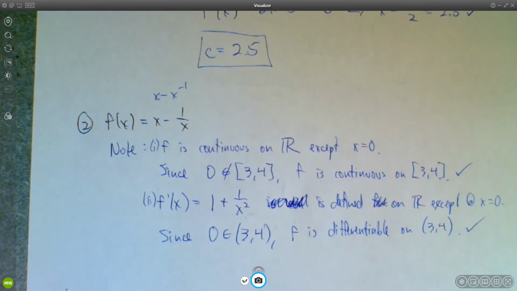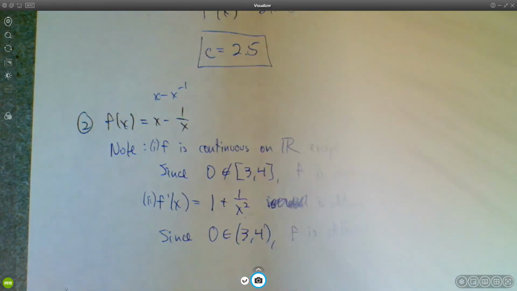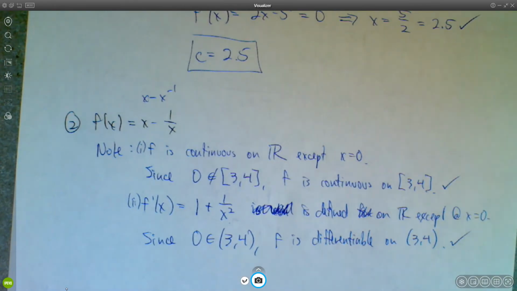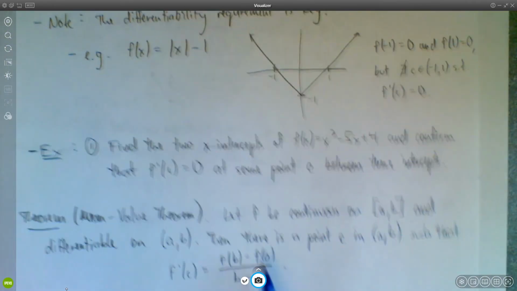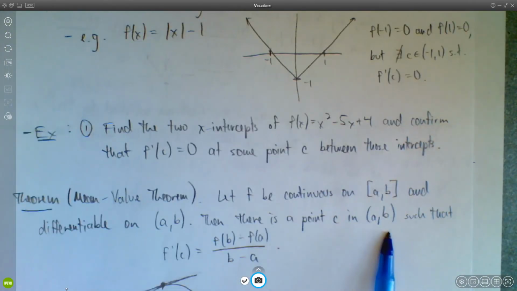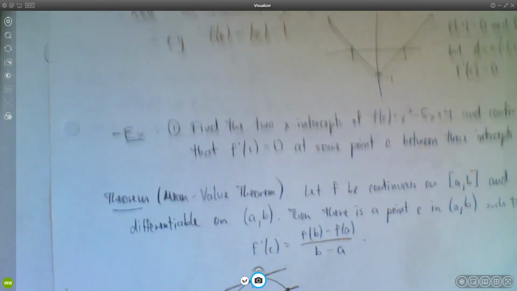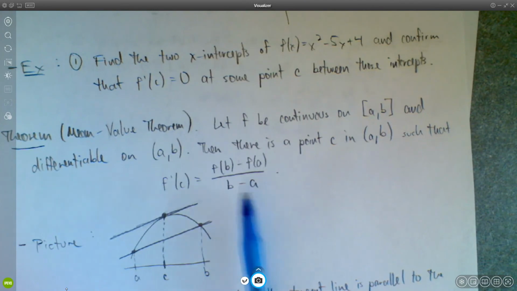The hypotheses are satisfied. Now we're supposed to find all c in this open interval that satisfy the conclusion of the theorem. Well, what's the conclusion of the theorem? The conclusion of the theorem is that there is a point c in the interval such that f prime of c equals the average rate of change. So it might be good to figure out what the average rate of change is.